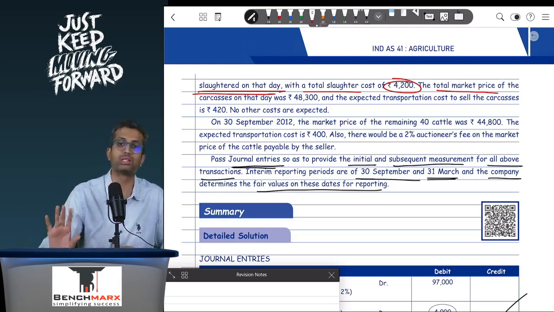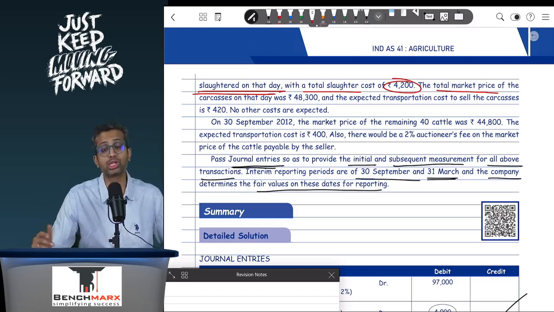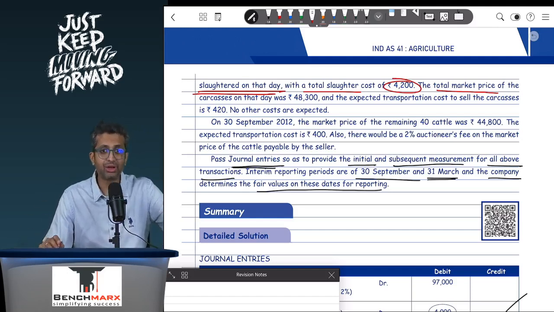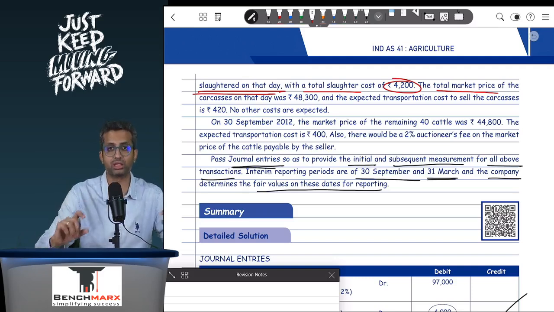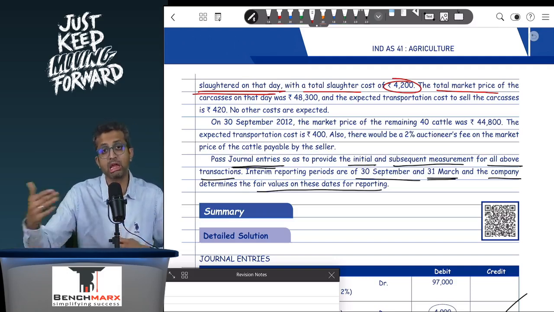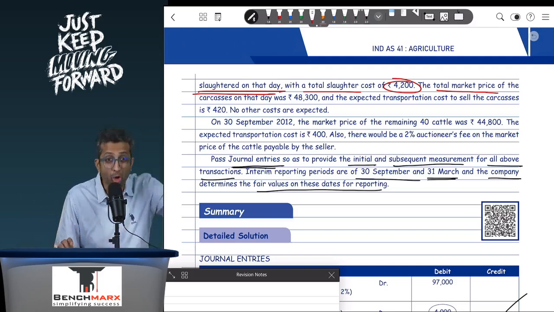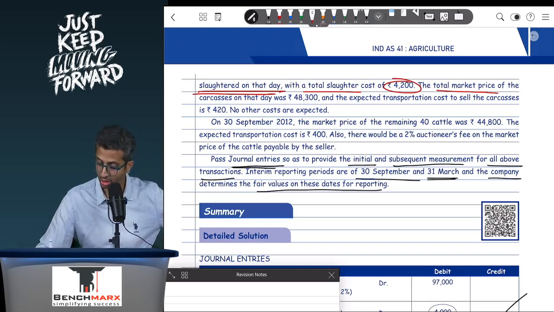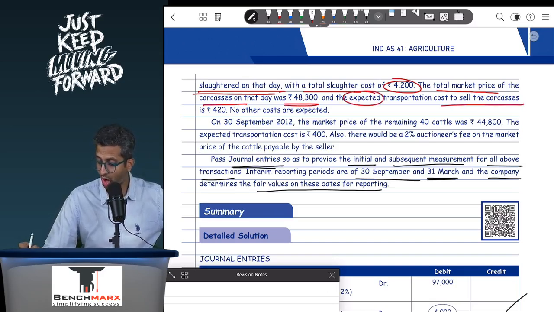Now I will not show this as a biological asset because the life processes have ended. However, the inventory at the point of harvest is shown at the fair value less cost to sell of that item. So that item, for example, is the carcass. So over here, the total market price of the carcass on that date was 48,300, and the expected cost to transport or the cost to sell the carcass is 420. No other costs are expected.